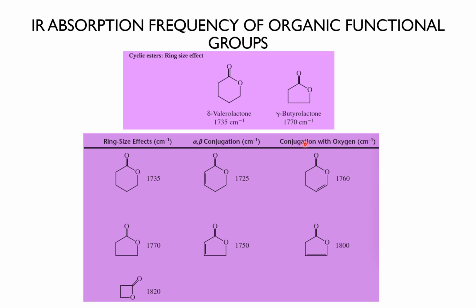If we have conjugation with oxygen atom, then as I explained you previously, the carbonyl stretching frequency is going to increase to say 1760 centimeter inverse. As we can see here, for five-membered without conjugation, it is 1770. And when there is conjugation with oxygen atom, then the value is very high, around 1800 centimeter inverse.